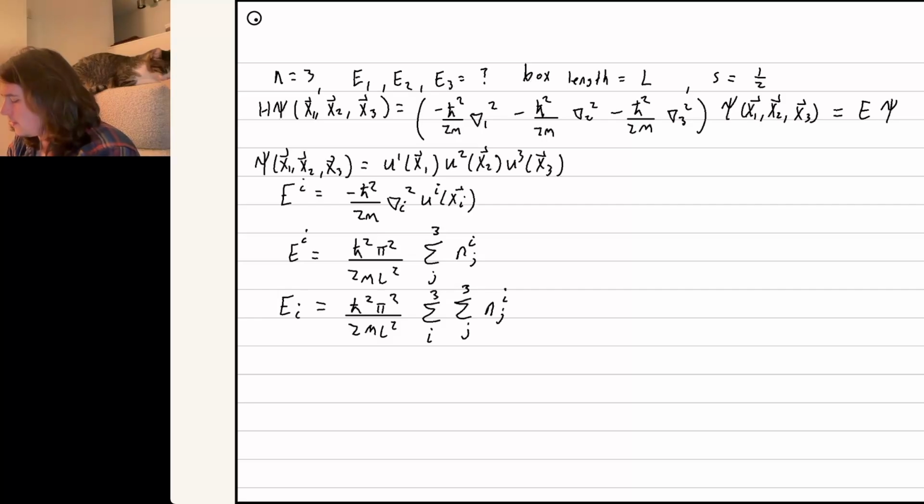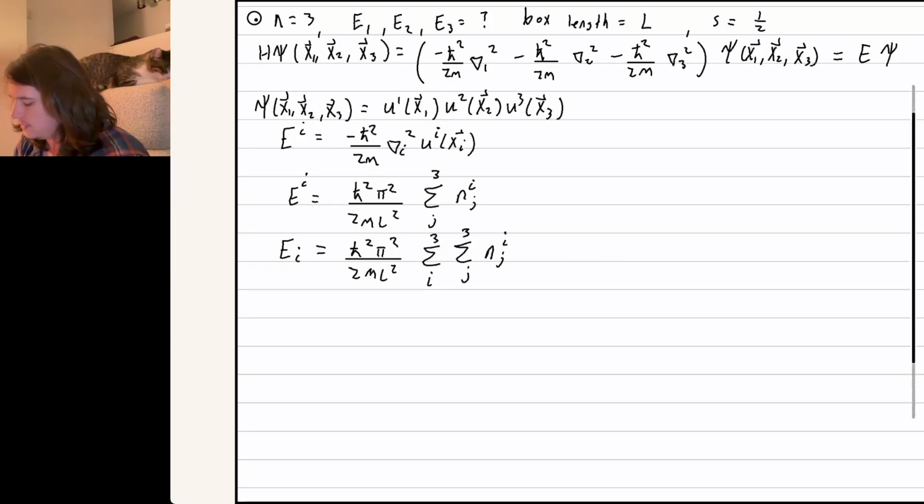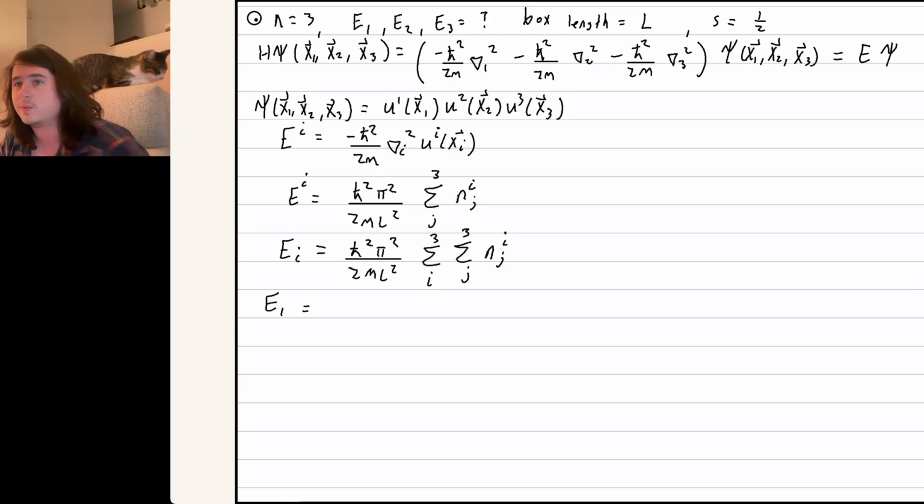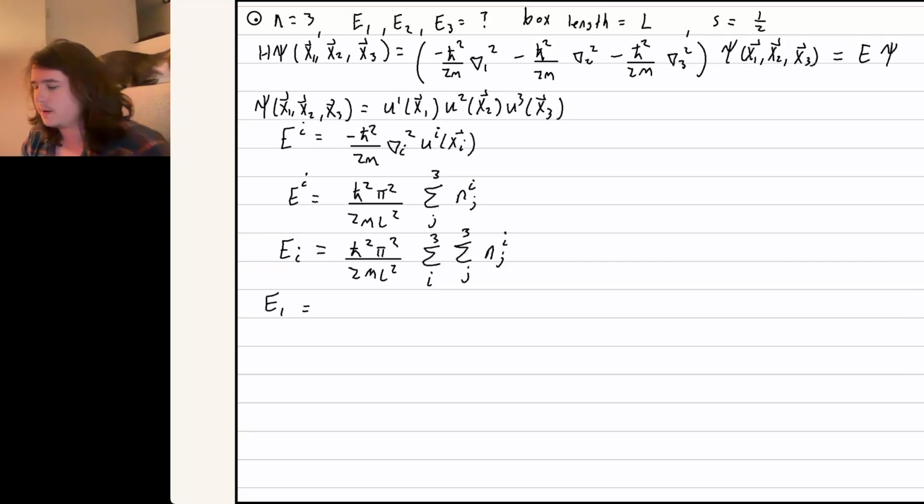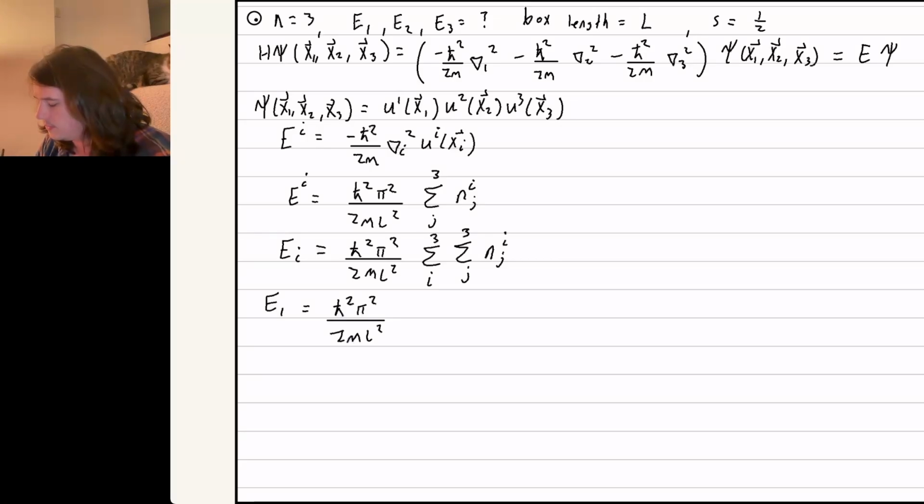Right. So the first energy state, which will be E1, is the ground state, so all of the n_ji are equal to 1. You're hitting 1 nine times whenever you sum over 3 times 3, so it's just going to be that stuff times 9. I'm going to call that constant E naught, so I don't have to write it a bunch.